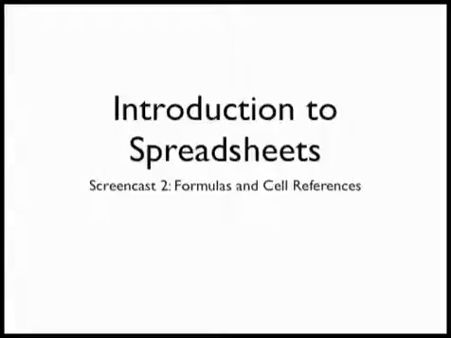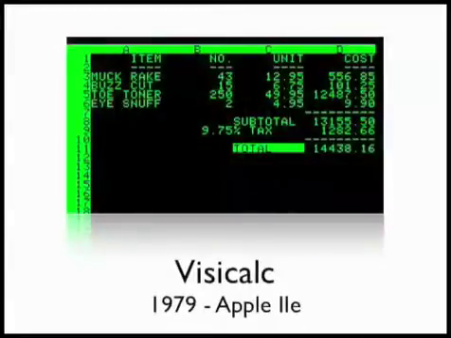But first, speaking of the history of spreadsheets, let's answer a trivia question from the end of screencast 1. What was the first computer spreadsheet application made for public consumption? When was it released, and what computer was it made for? Well, the answer is VisiCalc. It was first sold 30 years ago in 1979 for the Apple II computer.